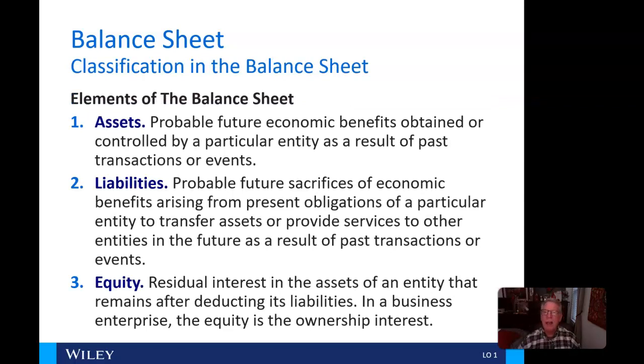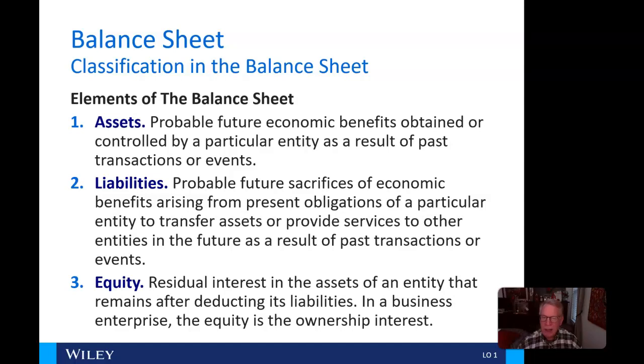Okay, classifying the balance sheet. Elements of the balance sheet. First of all, of course, we have our assets, and they have a lovely definition here of that. Probable future economic benefits obtained or controlled by a particular entity as a result of past transactions or events. And liabilities is the same kind of definition, except they are probable future sacrifices of economic benefits.